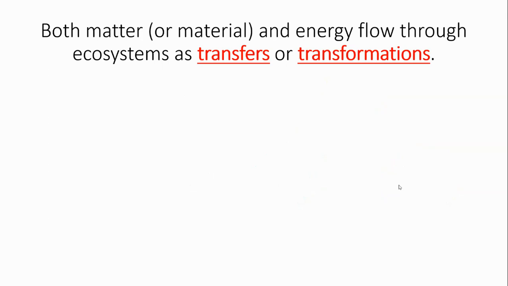Okay, so matter, or we can just call it material in an ecosystem, and energy are going to flow through ecosystems as either what we call a transfer or a transformation. So a transfer is literally a change in location. If you think about, like, I'm going to transfer a book from my hands to yours, I'm just moving it from one location to the other.